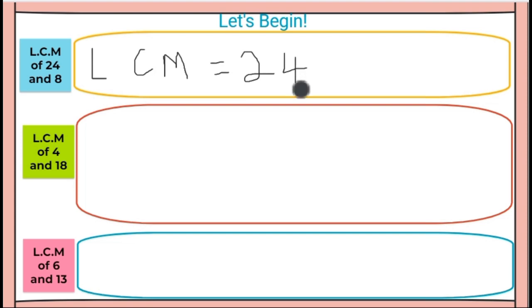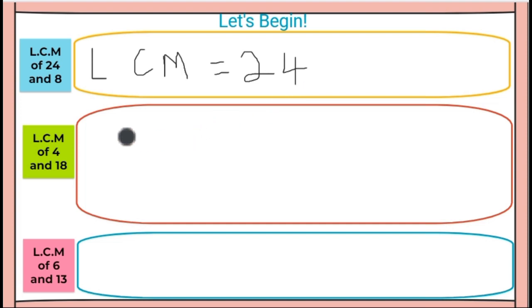The second one says LCM of 4 and 18. Now what's the first rule? Factor relationship. Does 4 and 18 have a factor relationship? Can 4 divide 18 without remainder? No, 4 cannot divide 18 without remainder. Now let's go to the second rule, which is a common divisor. Does 4 and 18 have a common divisor? Yes, they do have a common divisor. Now since they have a common divisor, that means we have to find their LCM using the prime factorization method.